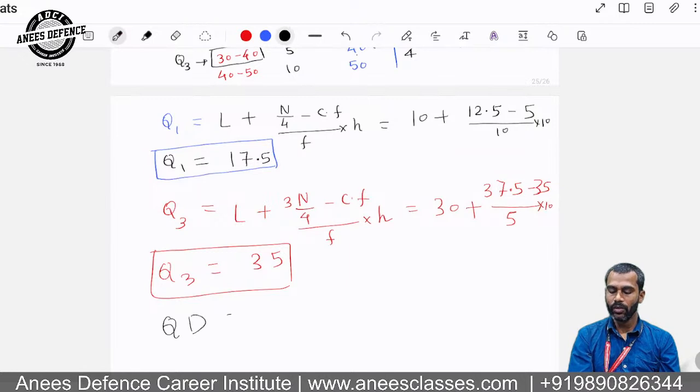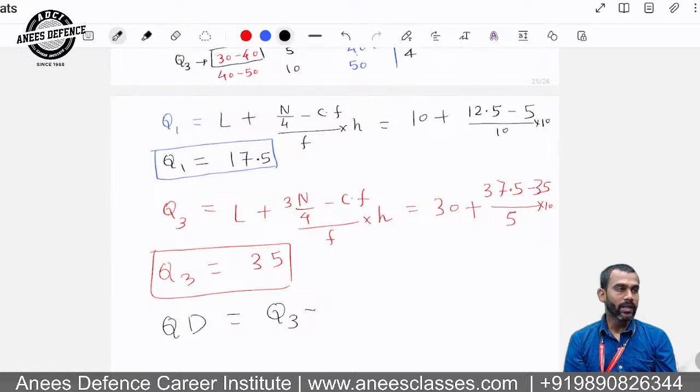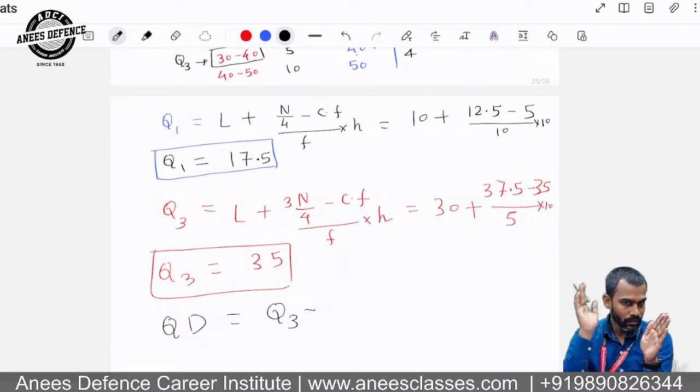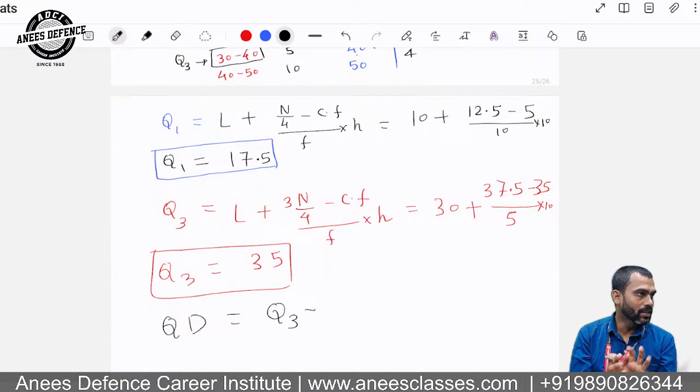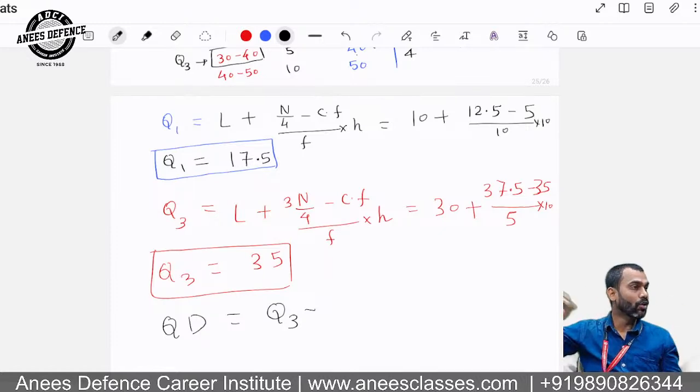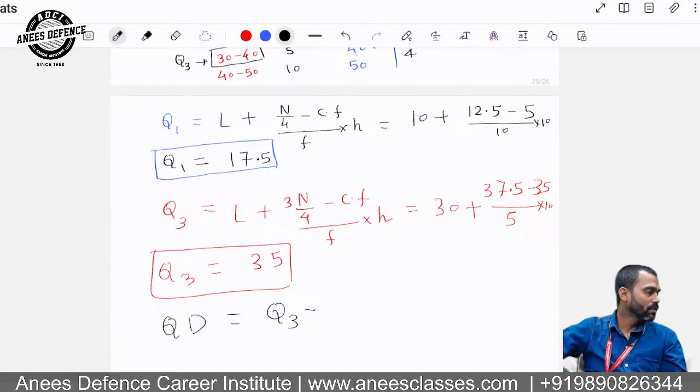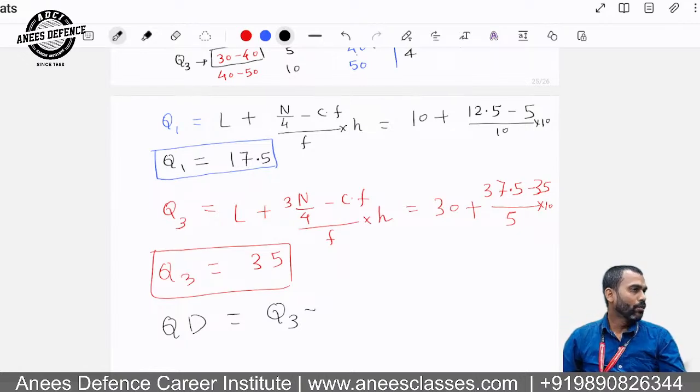What is QD? Q3 minus Q1 upon 2. This is also called the semi-interquartile range. Why semi? Because we are dividing it by 2. And interquartile range is nothing but Q3 minus Q1, the middle values Q1 and Q3, not exactly the range. Range would be Q4 minus Q0, that is the last observation minus the first observation.